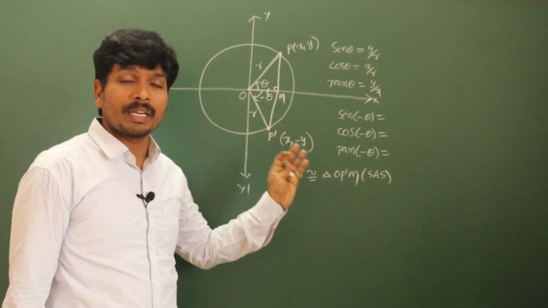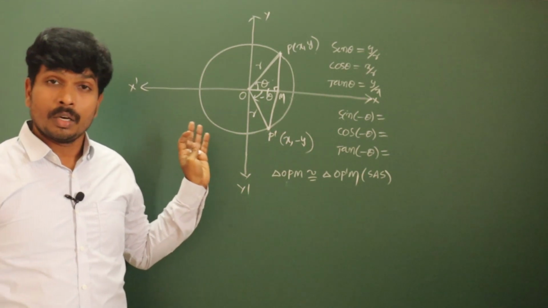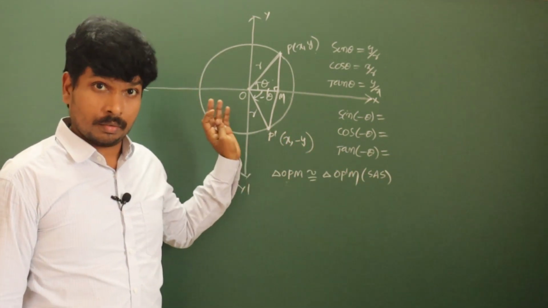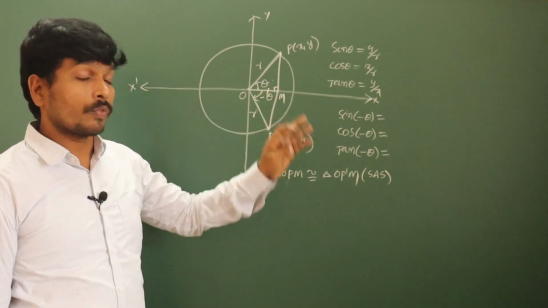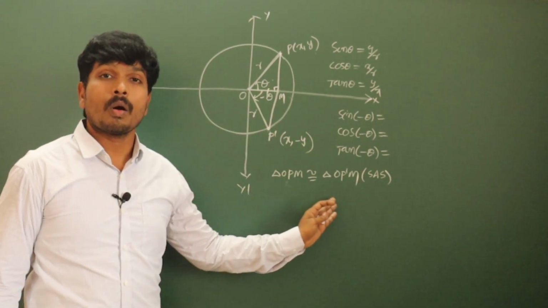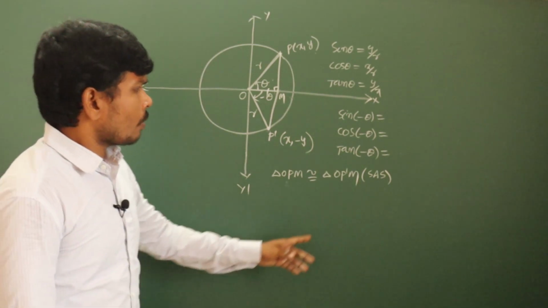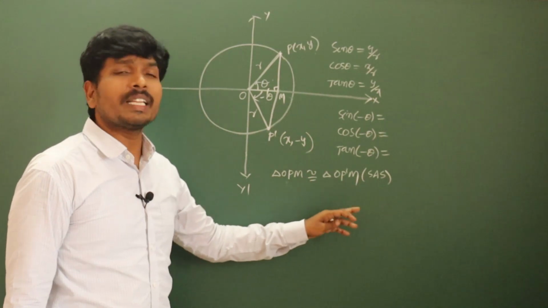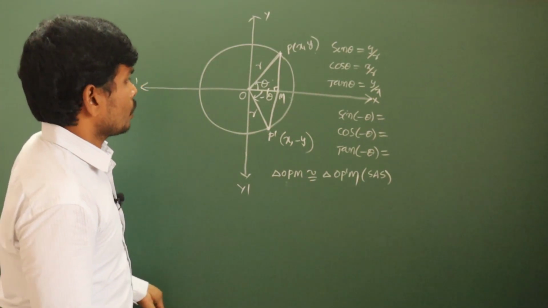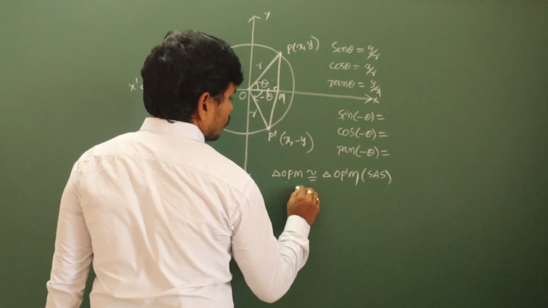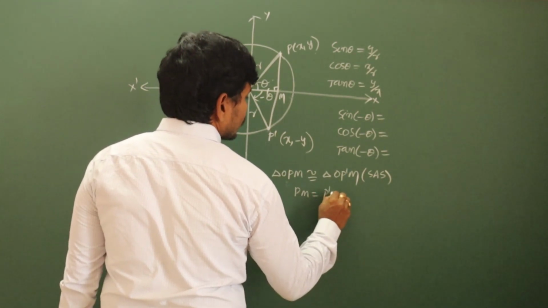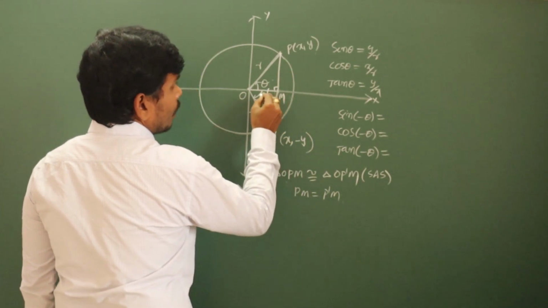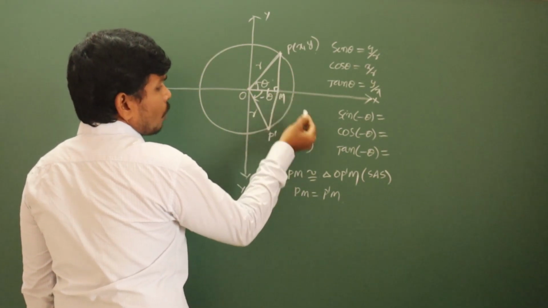Not only this, 90 minus theta, 360 plus theta, 270 minus theta, those proofs we can also derive easily with the help of geometry, especially congruency of two triangles. So by SAS both are congruent to each other. Definitely their corresponding parts are the same. So that's why PM is equal to P dash M, because by congruency corresponding parts are the same.